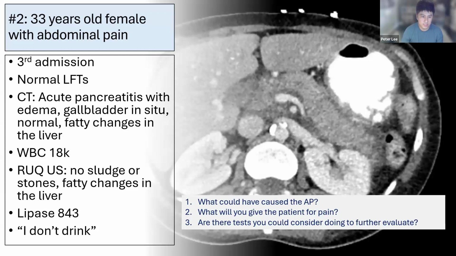Ultrasound was done in this case. And the lipase was elevated. Again, she adamantly denies that she drinks. So what could have caused AP? What will you give the patient for pain? And are there any other tests that you could consider doing to further evaluate? And again, I will go on to what happened to the patient.